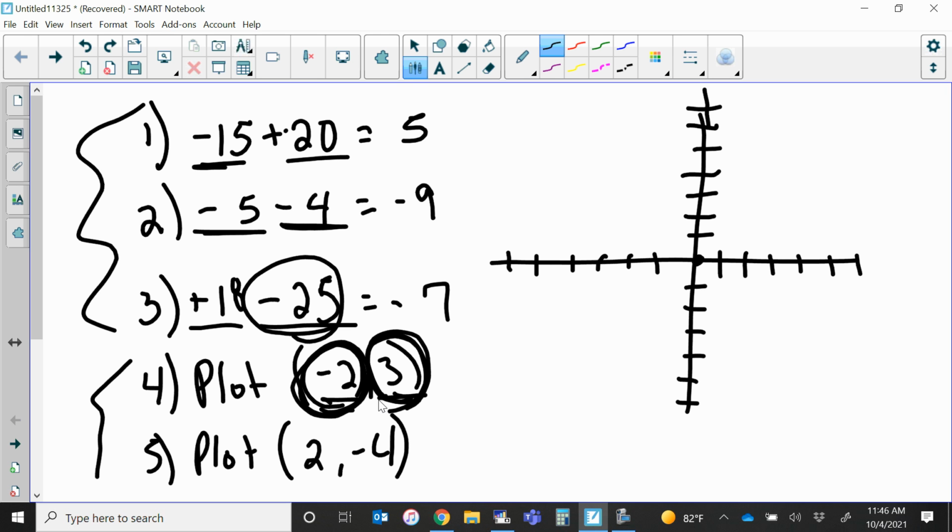Can someone grab that door? 1, 2, left 2, and then up 1, 2, 3. So this would be my first ordered pair. And then 2, -4, 1, 2, 1, 2, 3, 4. That would be the next ordered pair.